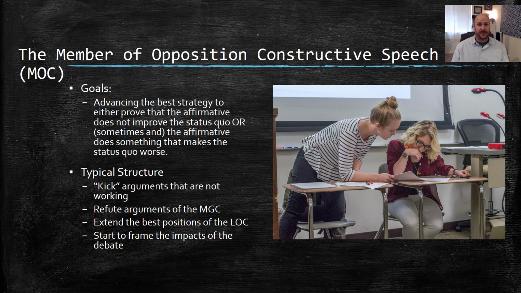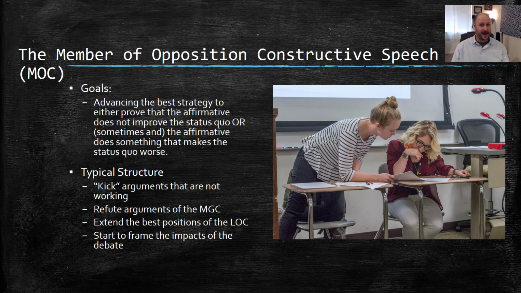The fourth speech of the debate is referred to as the member of opposition constructive speech, or the MOC. This is the final constructive speech of the debate before we move into the rebuttal speeches. At this point, it is ultimately the goal of the member of opposition to focus the strategy of the negative on what is most likely to lead them to the path of victory and to win the ballot for the debate. This means that oftentimes the member of opposition has to make a choice about what arguments to focus on and what arguments to kick as they move forth in the debate.